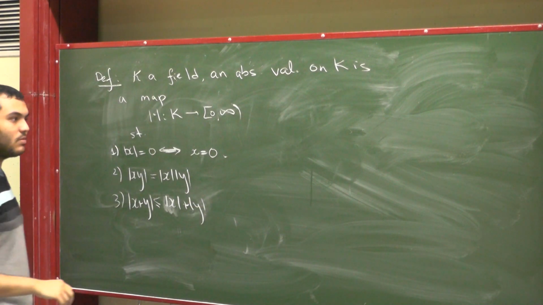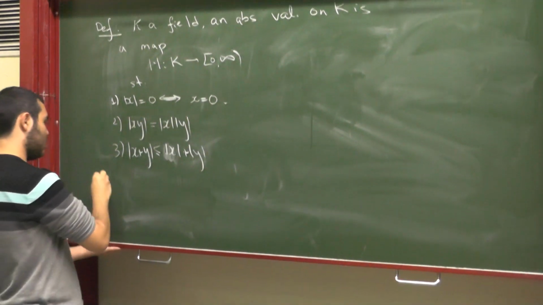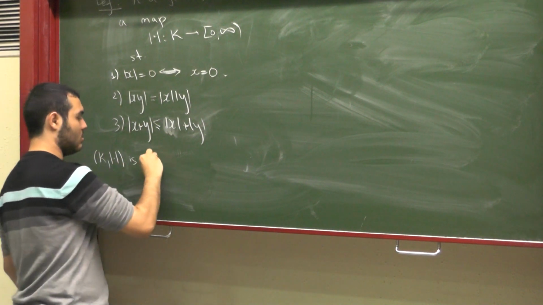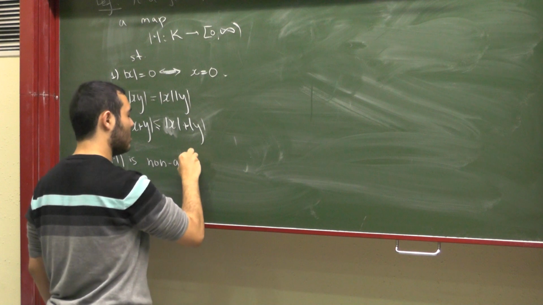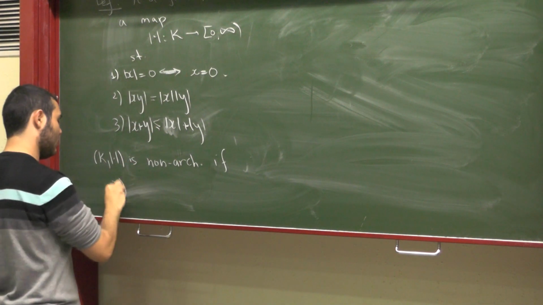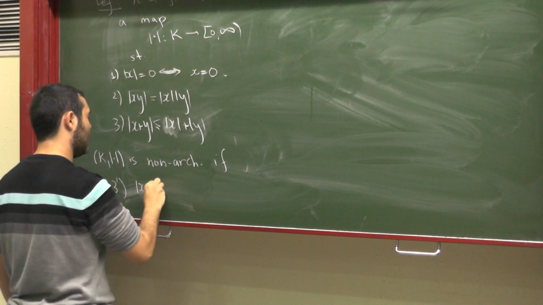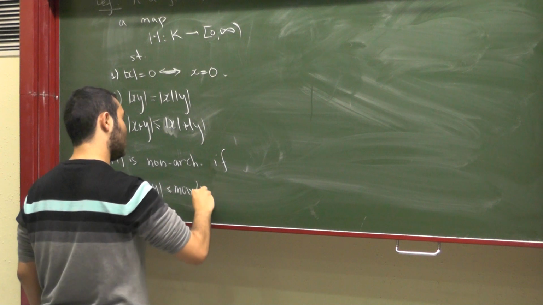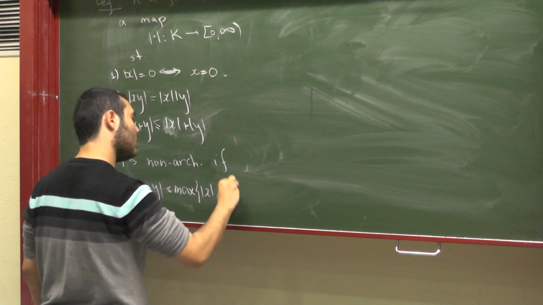So this has a stronger version. K with this absolute value is non-Archimedean if we have the strong triangle inequality, that |x plus y| is bounded by the maximum of |x| and |y|.